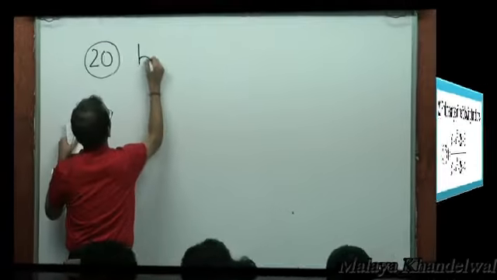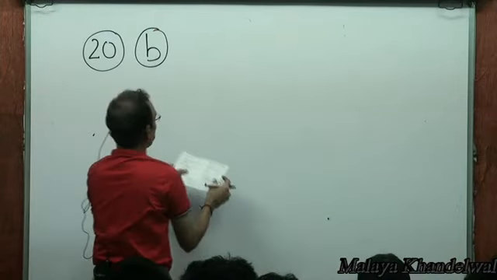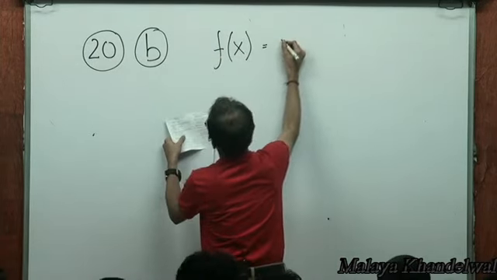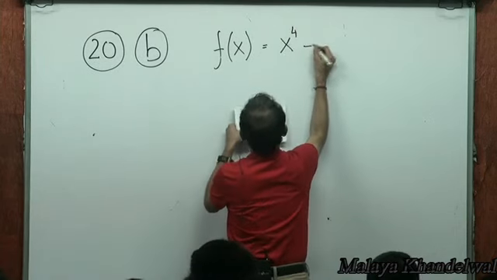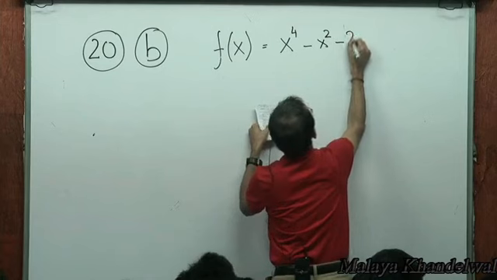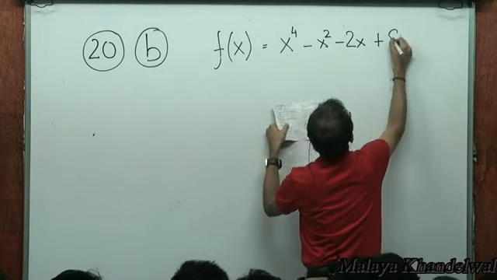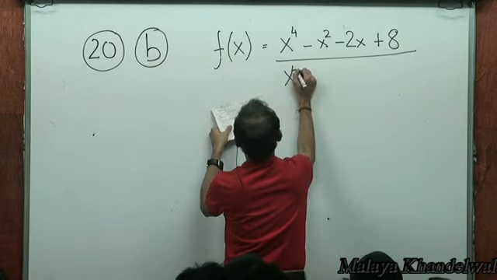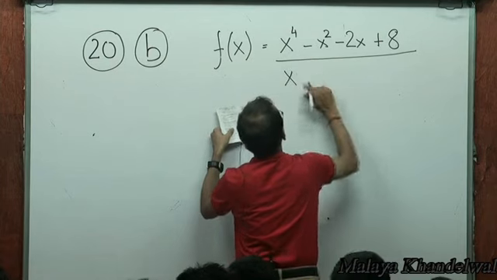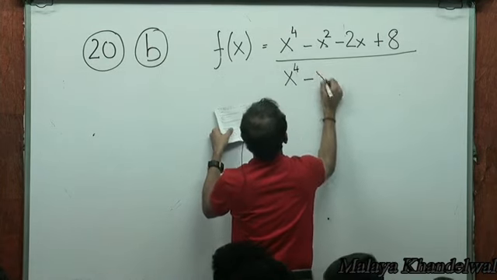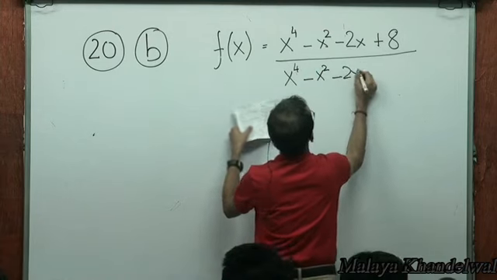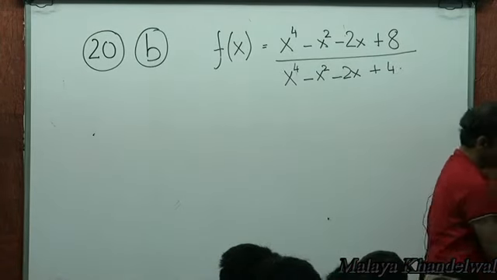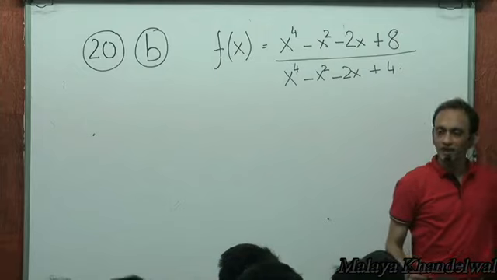Problem 20. Again, f(x) is (x⁴ − x² − 2x + 8) divided by (x⁴ − x² − 2x + 4). We want to find the range of this function. Clear? We want to find the range of this function.